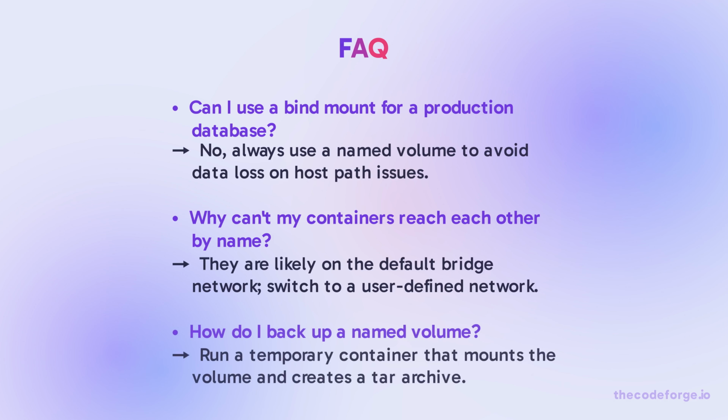And a few frequently asked questions. Can I use a bind mount for a production database? No, always use a named volume to avoid data loss on host path issues. Why can't my containers reach each other by name? They are likely on the default bridge network. Switch to a user-defined network. How do I back up a named volume? Run a temporary container that mounts the volume and creates a tar archive.